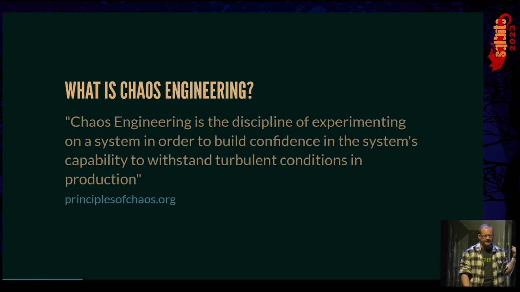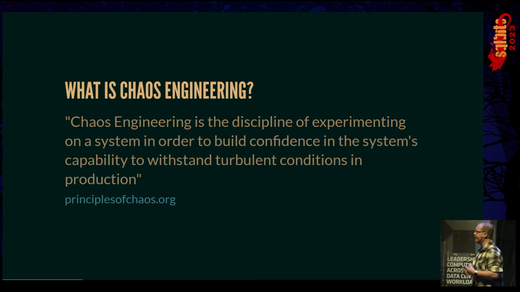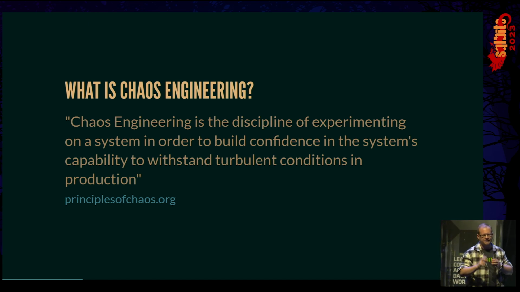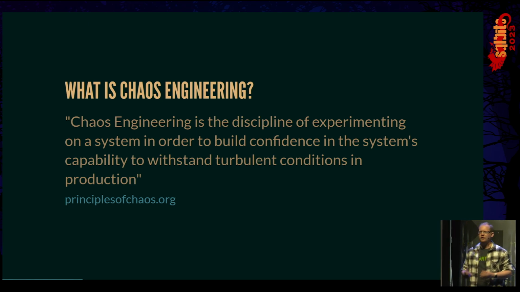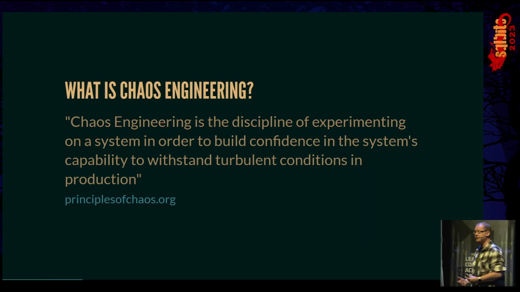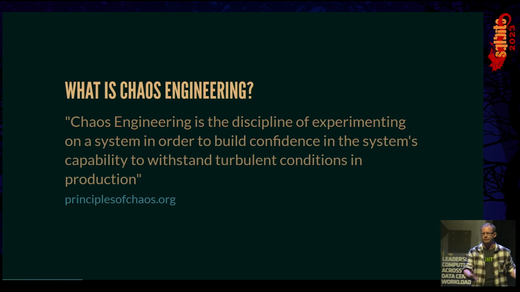But first things first, what is chaos engineering? Now, the definition on the slide there is from the principlesofchaos.org website, and it's saying that chaos engineering is a discipline or a method of experimenting upon systems to see how they react when they encounter failures. Basically, what we're doing is resiliency testing. How does our, say, SQL Server react when it encounters a failure? Does it react the way we expect it to, or does something else completely different happen?